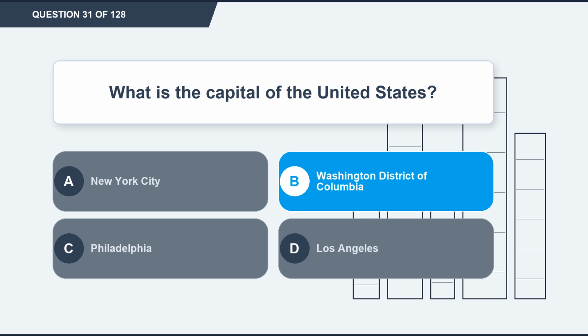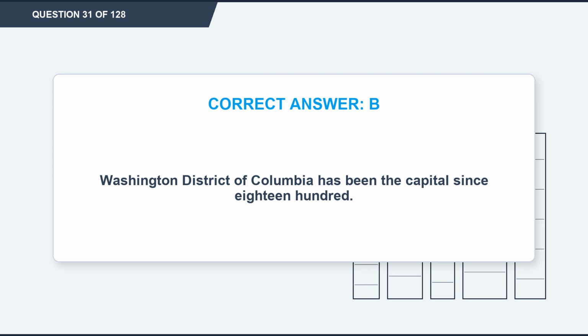Washington District of Columbia. Explanation. Washington District of Columbia has been the capital since 1800.